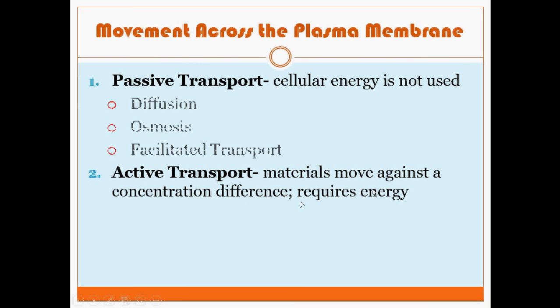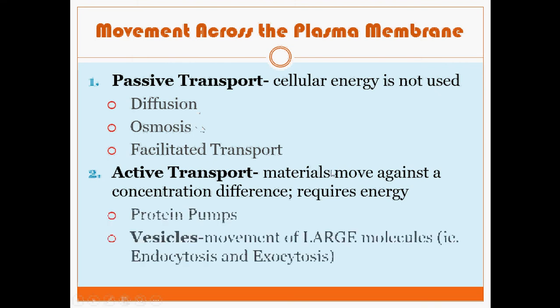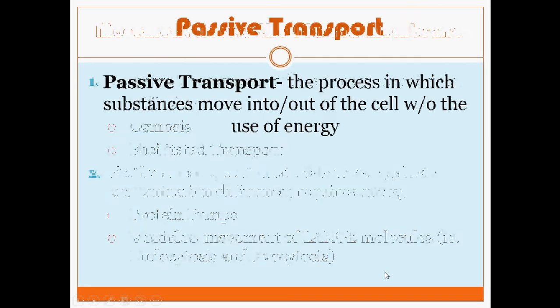In passive transport, we're going to talk about 3 different types: diffusion, osmosis, and facilitated transport. In active, we will actually talk about 2 types: our protein pumps, and then these things called vesicles that will help move larger molecules. Most specifically, we'll talk about endocytosis and exocytosis. For tonight, we're just going to focus on this passive, and more specifically, we're going to look at diffusion.